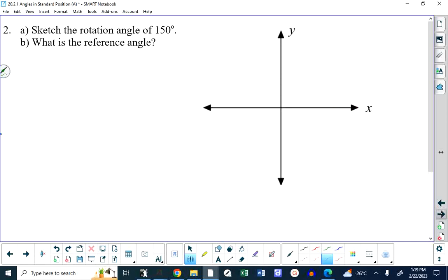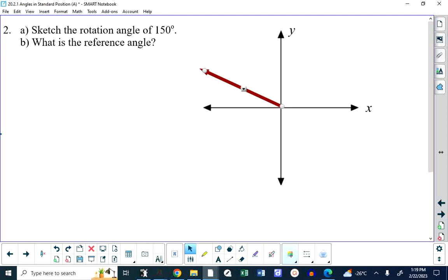Sketch 150 degrees. So we might want to use our calculator a little bit here to decide. I know 150 degrees is more than 90 and less than 180, but where is it? Well, 150 is 30 degrees less than 180. So if I were to swing an initial arm with its vertex at the origin counterclockwise, 180 would take me to there, but I only want 150, so I have to back off 30 degrees.